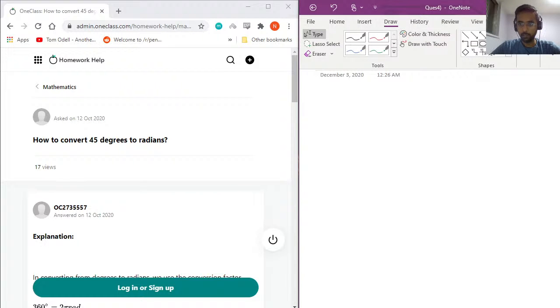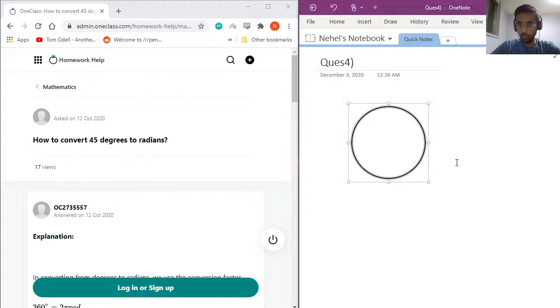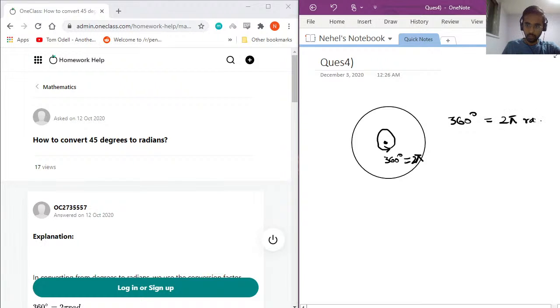So the easiest way, in my opinion, to remember that is to know that a complete circle, in order to draw that, you need to go 360 degrees. So this complete rotation is equal to 360 degrees, which is also equal to going about a circle, which is equal to 2 pi rotations. So basically from that we can say 360 degrees is equal to 2 pi radians, or 1 degree is equal to 2 pi over 360 radians.